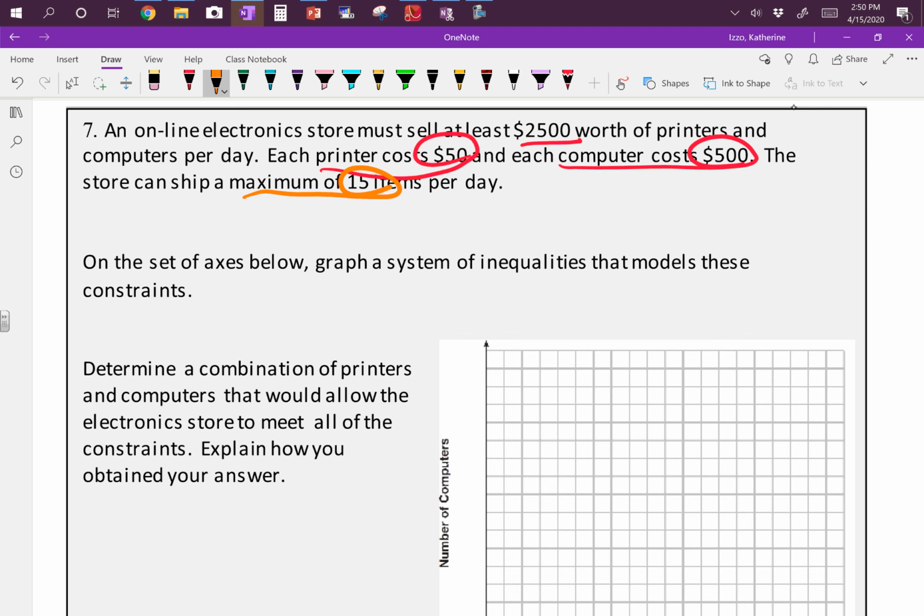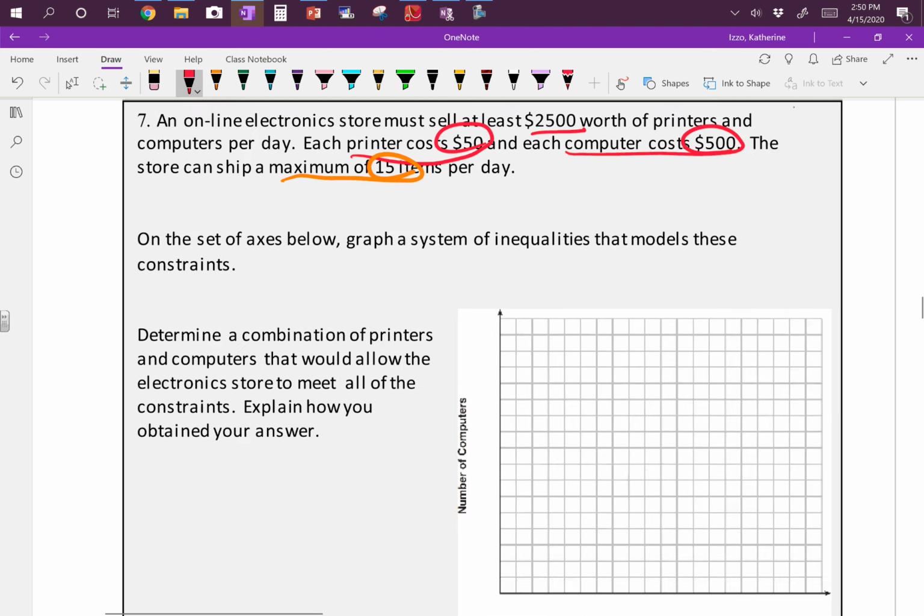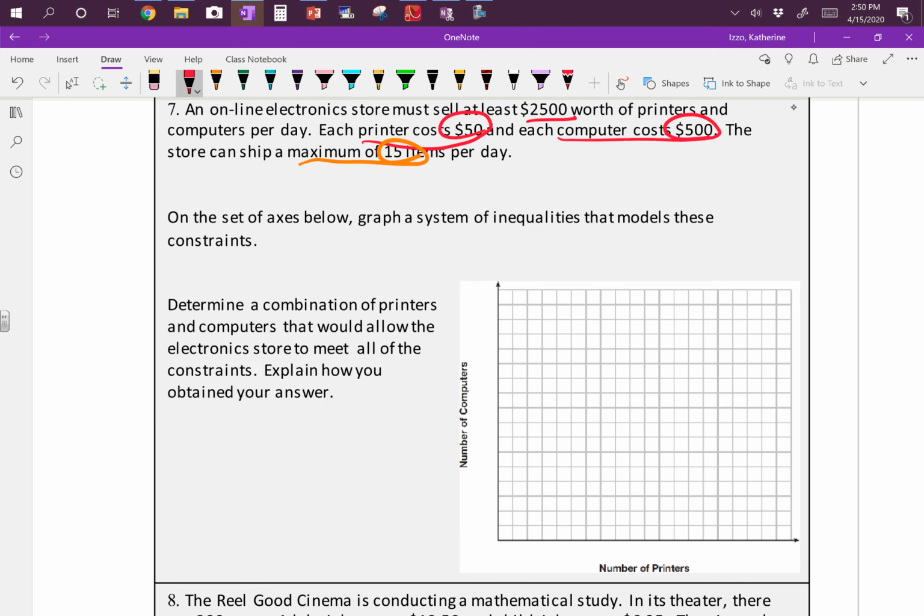Okay, so we need to do inequalities. So let's get a set of inequalities on here. Normally we do a let statement and do printers and computers, but we don't have to do that. So the printer is $50. So $50 for each printer plus $500 for each computer. And they want to sell at least $2,500. So the printers and the computers, we would want to be bigger than or equal to 2,500.